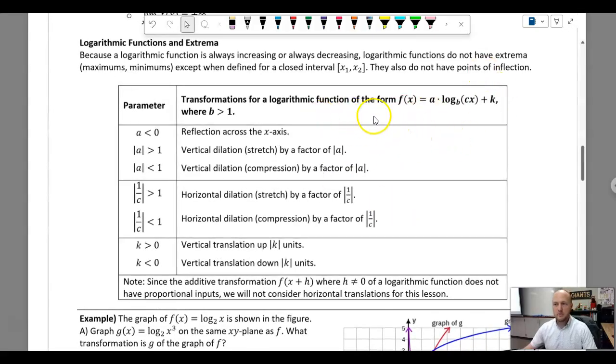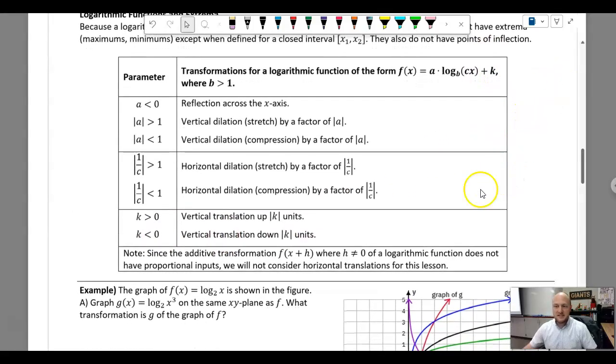Just to remind you of the transformations, here are the parameters. If you have a logarithmic function, f of x is equal to a times log base b of c times x plus k. The a value gives vertical dilations or reflections. Your horizontal dilations come from the c value, and remember that we always take the reciprocal of that value. And k shifts our function up or down. Since the additive transformation f of x plus h, where h is not equal to 0, of a logarithmic function does not have proportional inputs, we're not going to consider horizontal translations in this lesson.